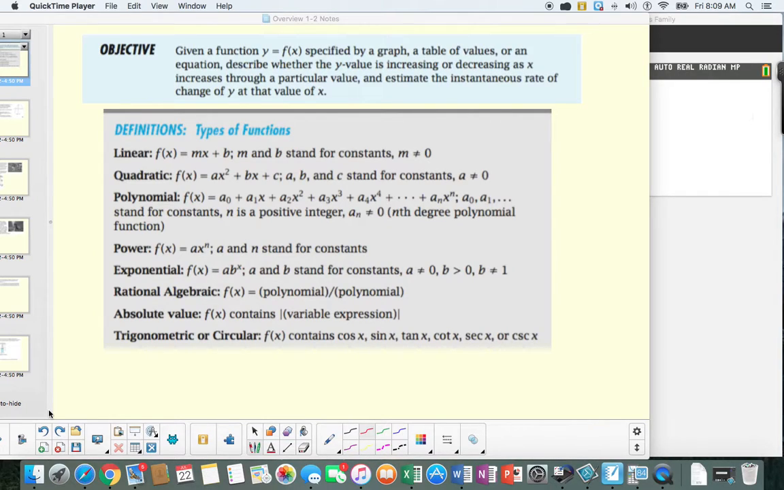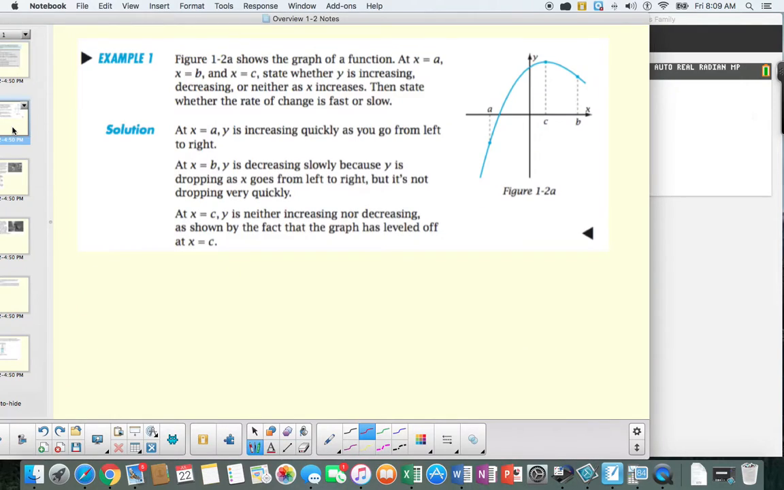This is section 1-2. We are going to estimate the instantaneous rate of change of y at that value of x, specified by a graph, a table of y values, or an equation. We'll be utilizing different types of functions as shown on the screen. Let's take a look at a function first, and we're going to state whether y is increasing, decreasing, or neither, and if that rate of change is fast or slow.